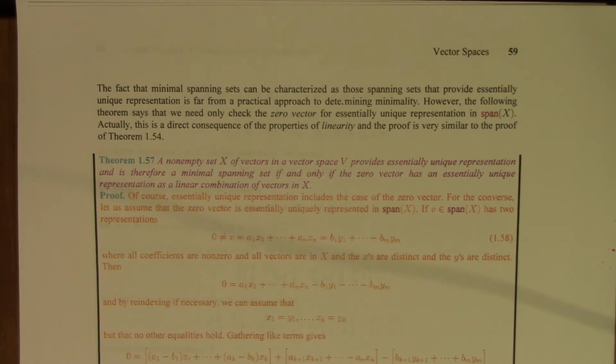And this is a consequence of the properties of linearity. So this argument works for vector spaces and modules, which are very similar to vector spaces. It doesn't work for groups, it doesn't work for rings, it doesn't work for fields. It's the linearity that makes this work. And that, of course, is a much simpler test.